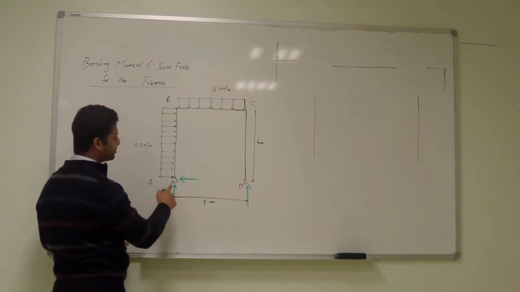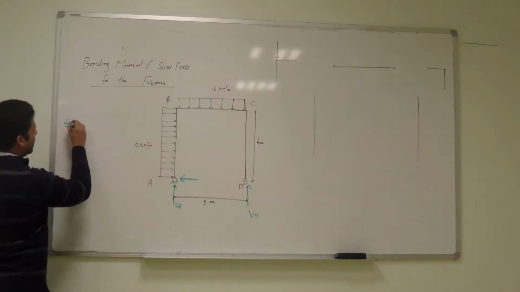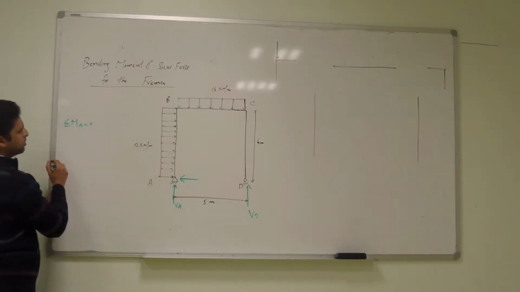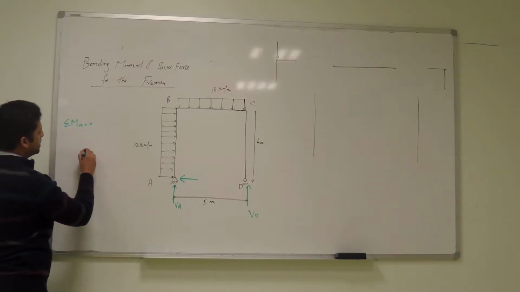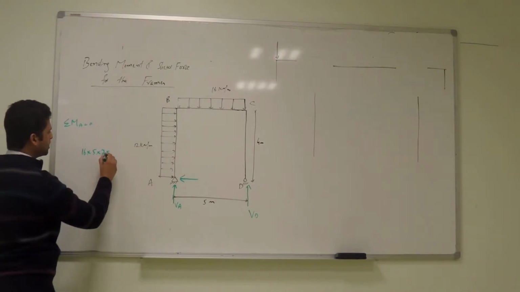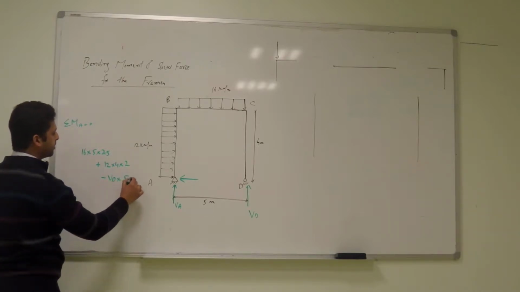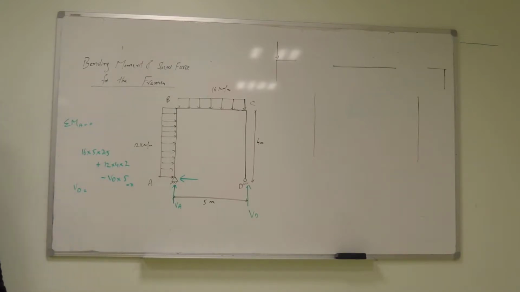In order to find VD, let's take moment at point A. The load is 12 by 4, and 16 by 5 by 2.5. Clockwise, it's plus 12 into 4 into 2 minus VD into 5. So you will get VD. Do you understand? Yes. How much is VD? Tell me.